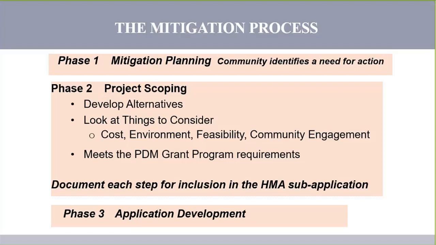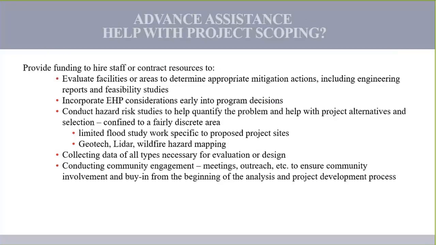So phase 2 would be the project scoping, looking at alternatives to your project, looking at things to consider, your environment, community engagement. Is the community for the project? Is it something that's going to help them or potentially have negative buy-in? And then that it meets our PDM grant requirements. And then phase 3 would be your application development, and that would be you submitting the project for another fiscal year.